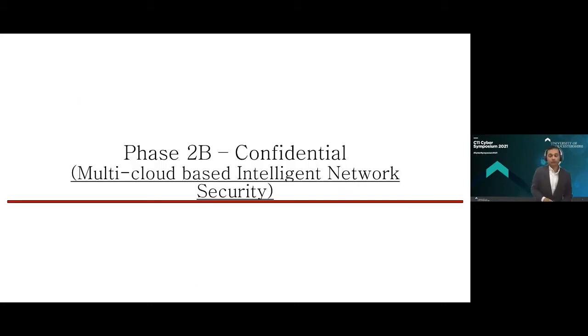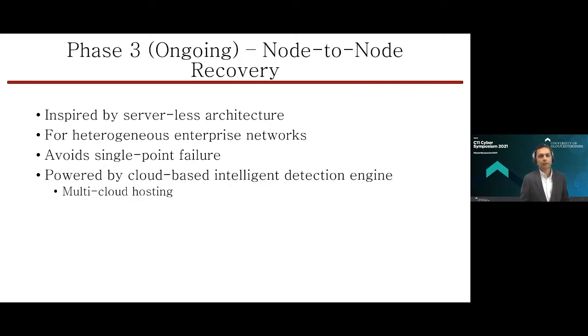Phase 2B is confidential. It's a multi-cloud based intelligent network security model, so I cannot go into the details of that, but it incorporates the multi-cloud backend and provides an optimized, personalized solution. Phase 3 is ongoing, which is node-to-node recovery models inspired by serverless architecture. It's for heterogeneous enterprise networks, avoids single point failure, and is powered by the cloud-based intelligent detection engine, which I talked about, based on a multi-cloud hosting model.